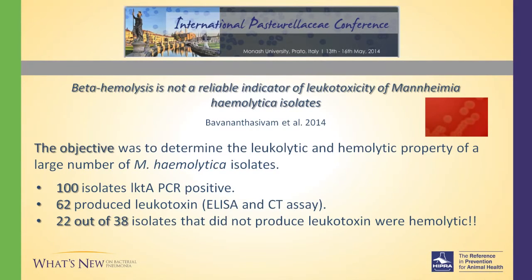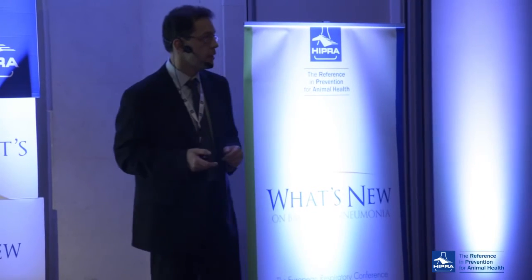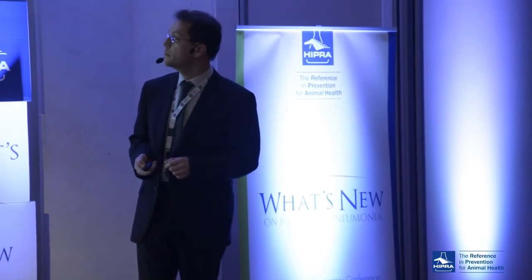They used 100 isolates, and the results were quite surprising because just 62 out of 100 of the isolates produced leukotoxin, as they detected indirectly using ELISA and other methods. And of the 38 isolates that were not able to produce the toxin, 22 were still hemolytic in the blood agar plate. So that's really surprising. That's, again, another problem for people in the lab, because not all Mannheimia hemolytica produce leukotoxin, or they don't produce hemolysis in vitro.